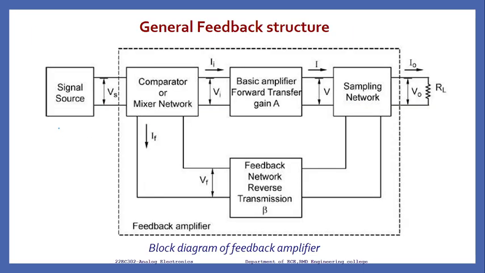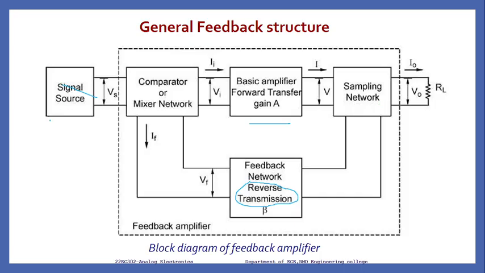This is going to be the block diagram of the feedback amplifier, right? This is an amplifier, the basic amplifier. Here we will be considering the forward transfer gain A. And this is going to be the feedback network, or you can say the reverse transmission factor beta. Here we have the signal source, comparator or mixer network, followed by the sampling network.